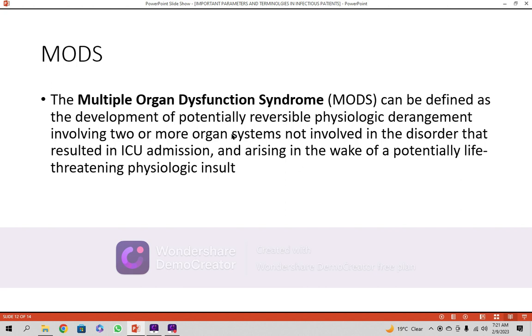If two or more organ systems are involved, it is called MODS, and the patient should be aggressively managed in the ICU or HDU, arising in the wake of a potentially life-threatening physiological insult. These are the last warnings. Do something, do something, do something.